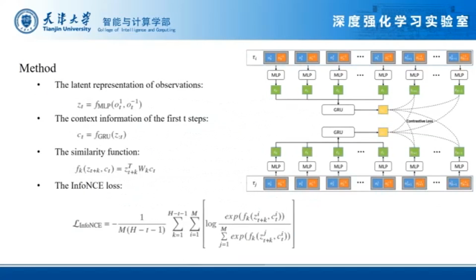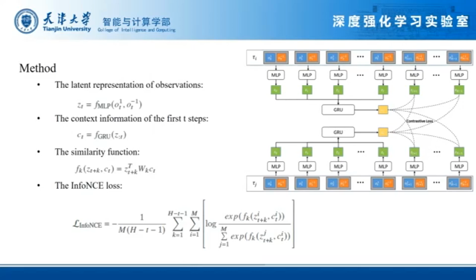Next, the methods section. Our method is based on contrastive learning and self-supervised learning to distinguish different opponent trajectories. Each trajectory is encoded by CPC. The observations are encoded as Z_t through an MLP, and the Z_t of the first t steps are encoded as the context information C_t through a GRU. We use a bilinear product function as the similarity function, and the InfoNCE loss as the loss function.